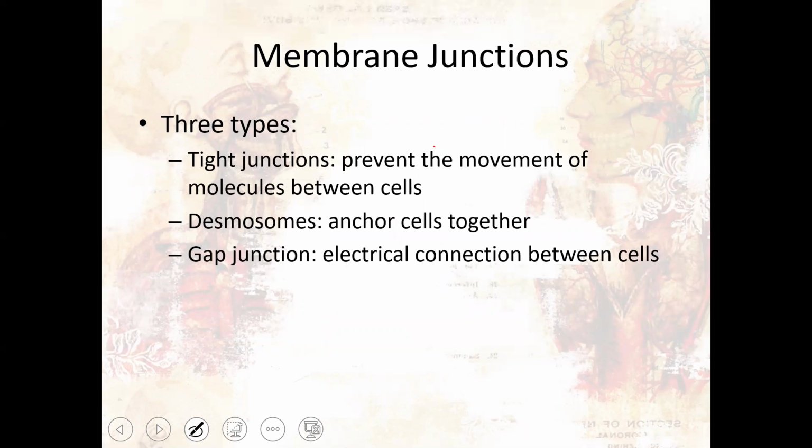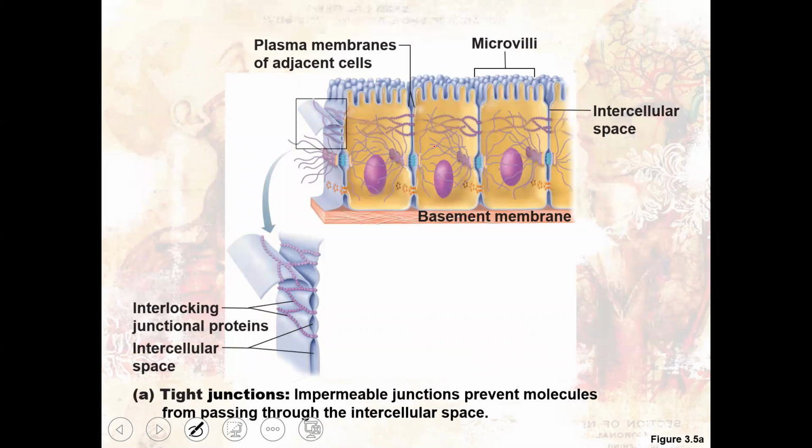Now, cells are often held together to other cells. There are three types of membrane junctions that we care about: tight junctions, desmosomes, and gap junctions. A tight junction is just what it sounds like. Those cells are tightly held together to keep stuff from going in between them. A great example of a tight junction is at the blood-brain barrier, where the cells of the blood vessels are tightly held together so that stuff that's in your bloodstream does not leak out to the brain.